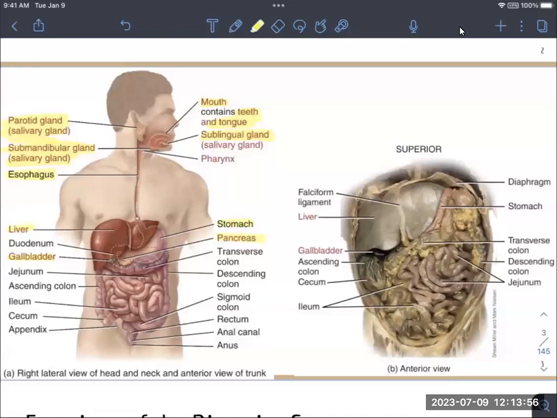After the stomach, the first place the food goes is the duodenum, then it goes to the jejunum, and then it goes to the ileum before it enters the cecum. We have our ascending colon, our transverse colon, descending colon, sigmoid colon that goes to the rectum, anal canal, and then the anus.